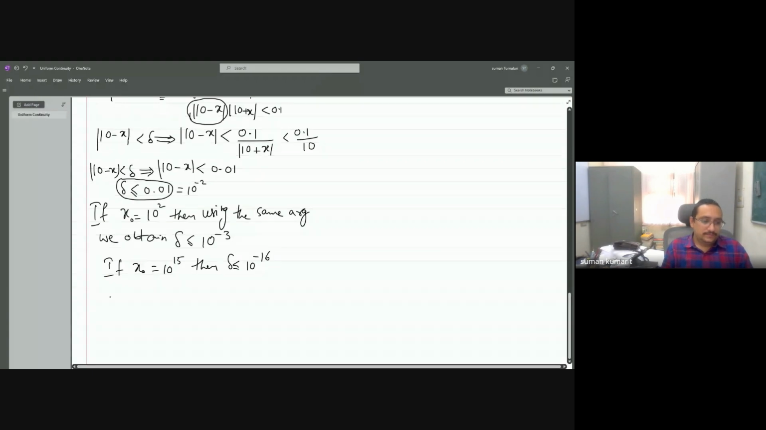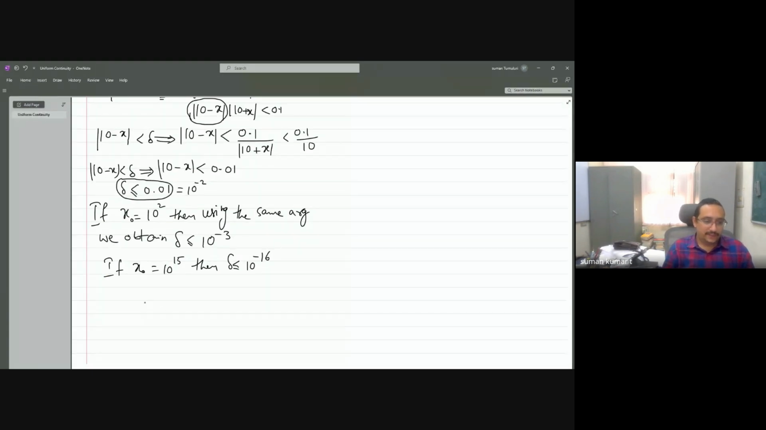So what do you understand from this example? What we understand from this example is that this delta depends on x naught.